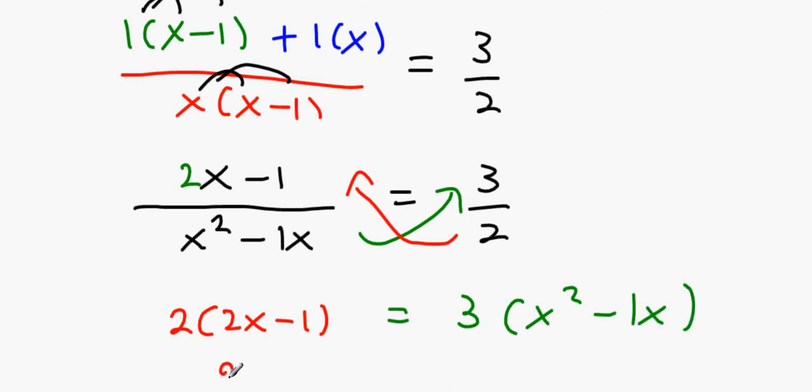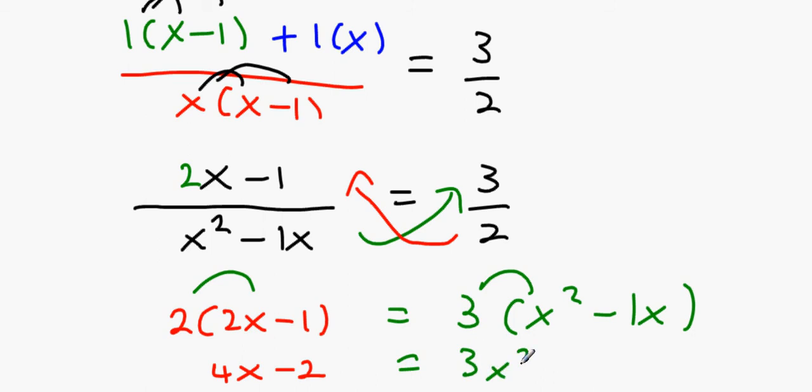And now what we're going to have here is 4x minus 2. Oh, that's not 6x, that's 4x, okay? So just take it easy when you're doing these, because you don't want to cough up an easy answer, okay? So that's going to be 4x minus 2. And this one here is going to be 3x squared minus 3x.